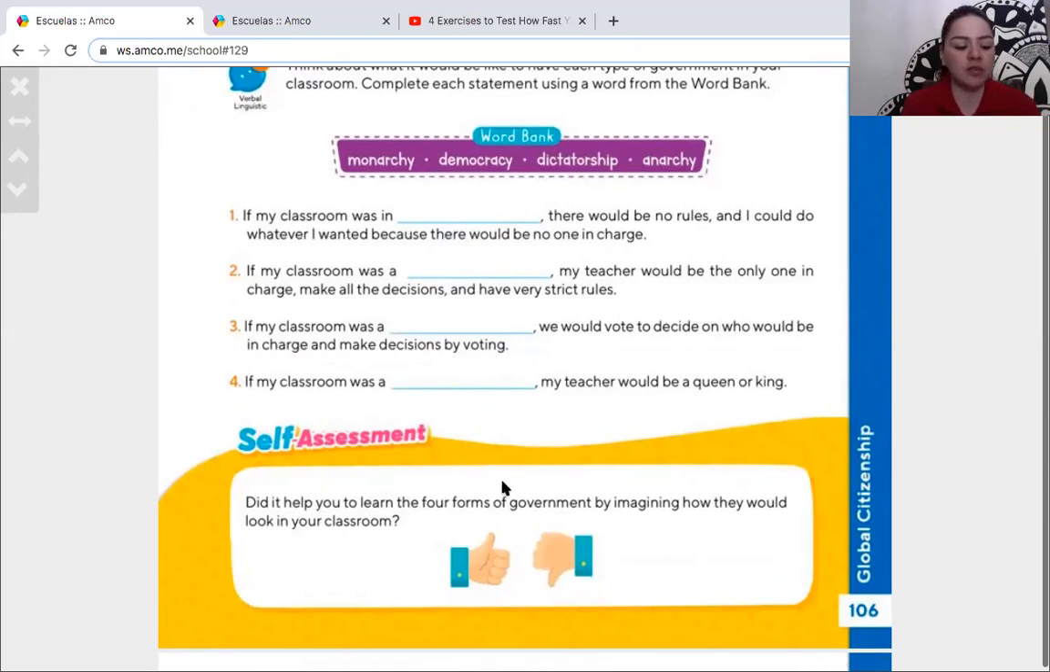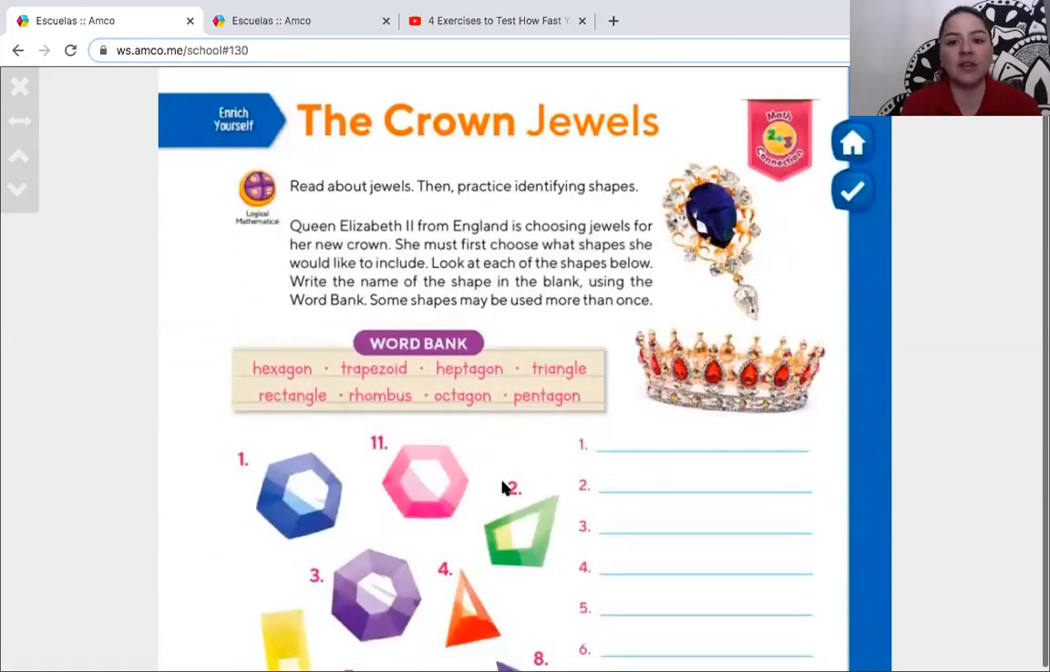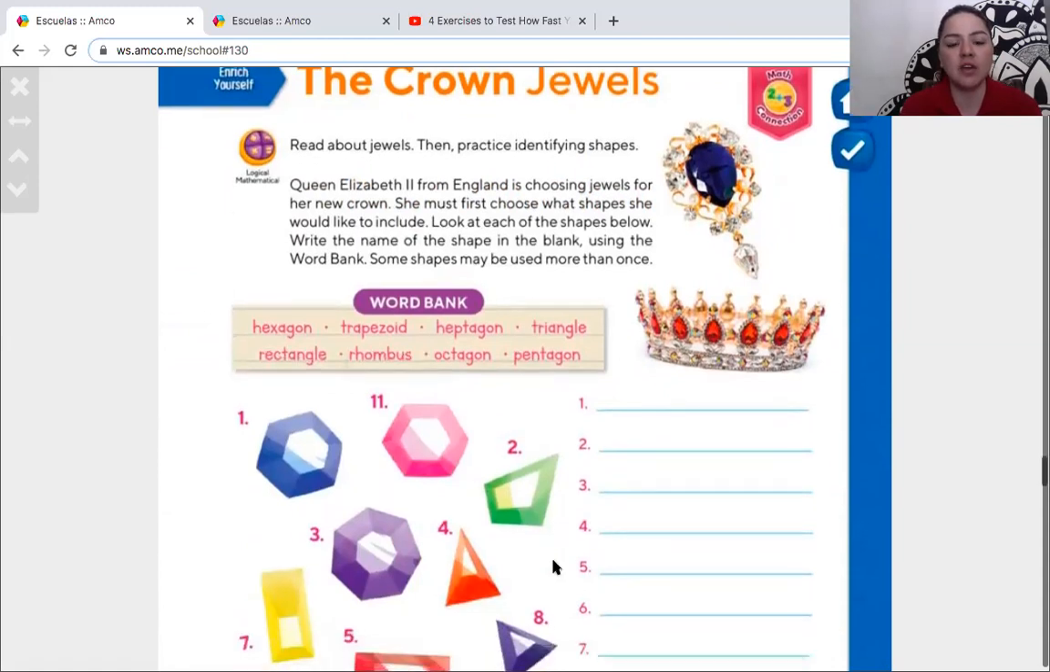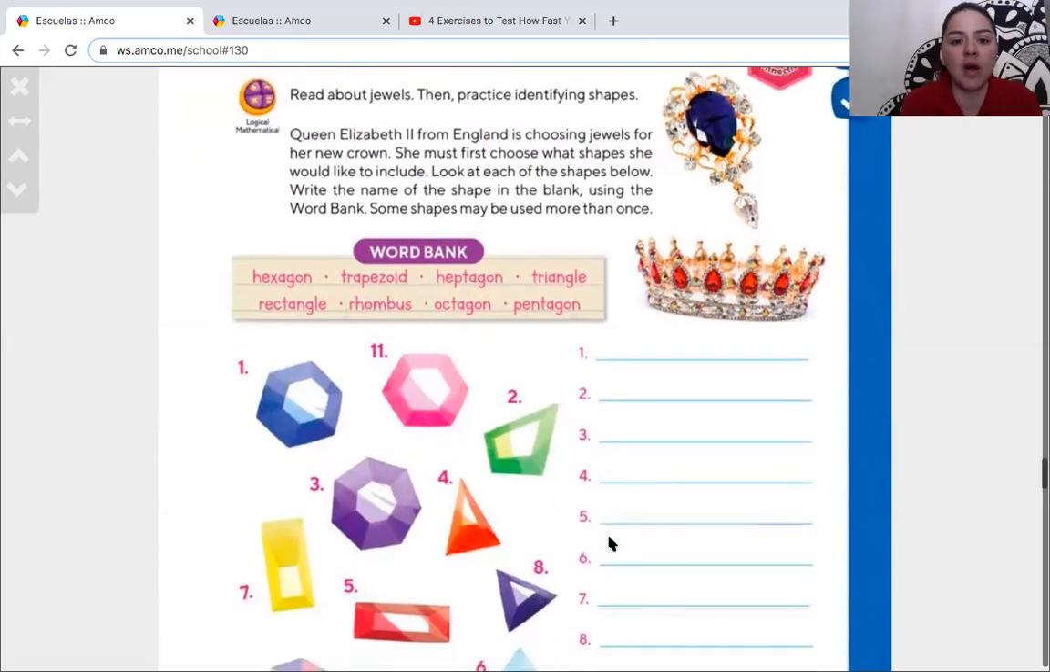This is page 106. We already read 105. We already answered 106. Now let's go to page 107. The crown jewels. And this is a math connection. Says, read about jewels, then practice identifying shapes. Queen Elizabeth II from England is choosing jewels for her new crown. She must first choose what shapes she would like to include. Look at each of the shapes below. Write the name of the shape in the blank using the word bank. Some shapes may be used more than once.